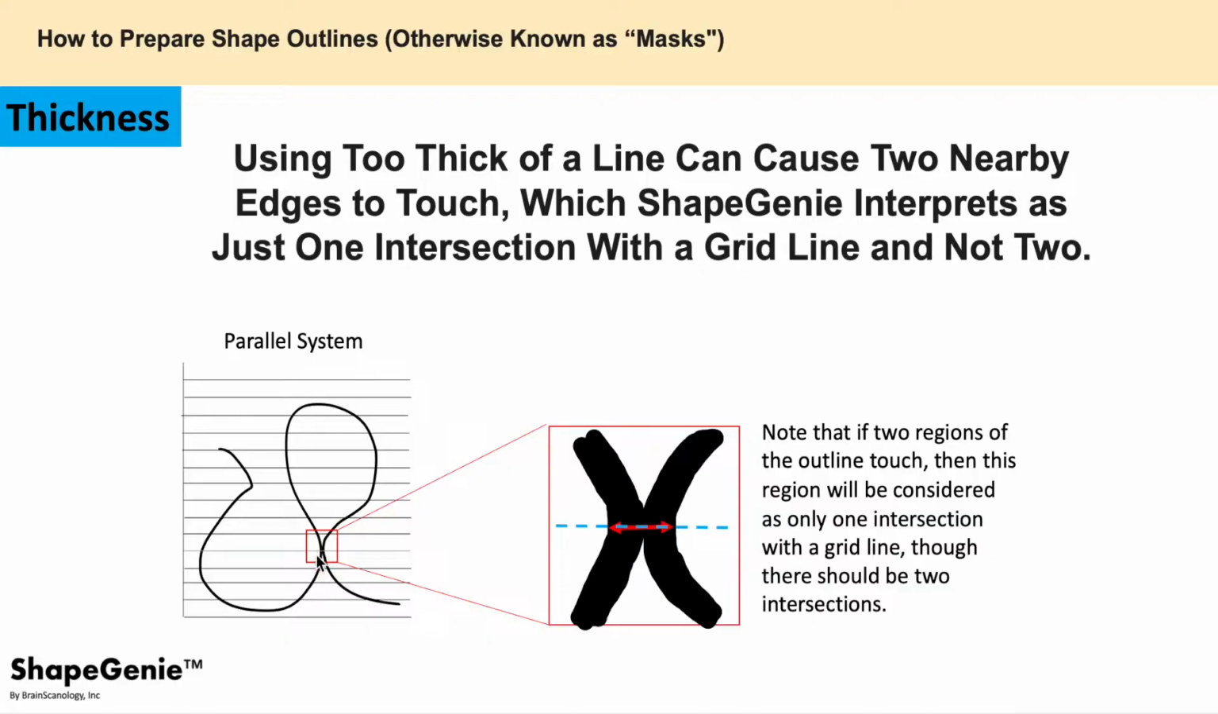But if we zoom in on this junction right here in the red box, we see that if the thickness of the lines are too thick, what happens is that nearby objects begin to merge into one. And so if there's no white space in between these 2 curves, then Shape Genie will count this as 1 intersection instead of 2. Thus, if your lines are too thick, then you might be losing information. Therefore, 2 labs studying this same image might get different results simply because they use a different thickness. Thus, we recommend a thickness of 5 to 10 pixels.